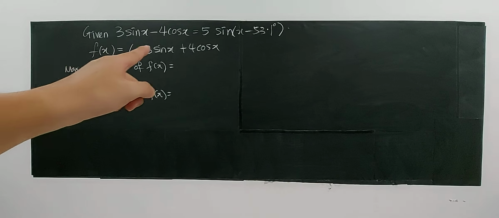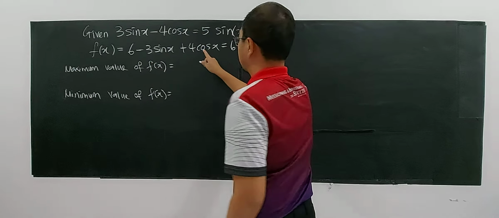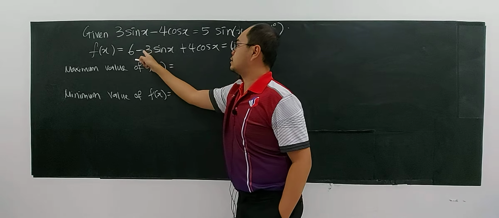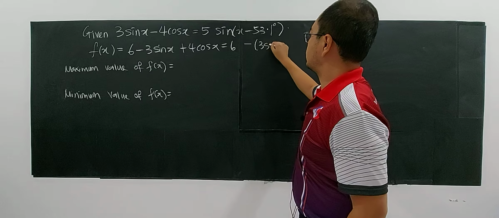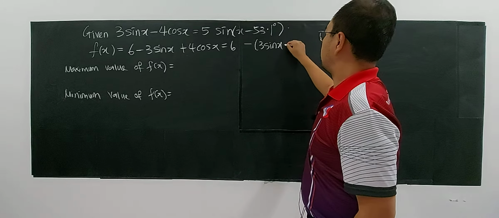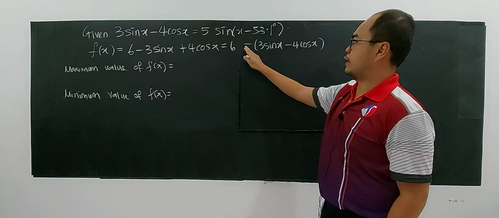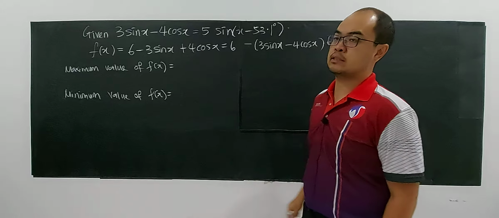So you look at this function here. You can rewrite f(x) as 6, and you can factorize the negative. As you see, this is positive, this is negative, and here is negative, here is positive. You can factorize the negative, then you will have 3 sin x minus 4 cos x. As you see, negative 3 sin x, negative negative positive 4 cos x.